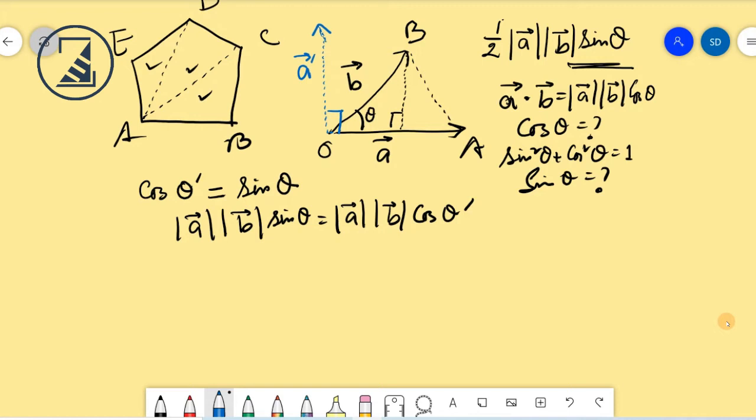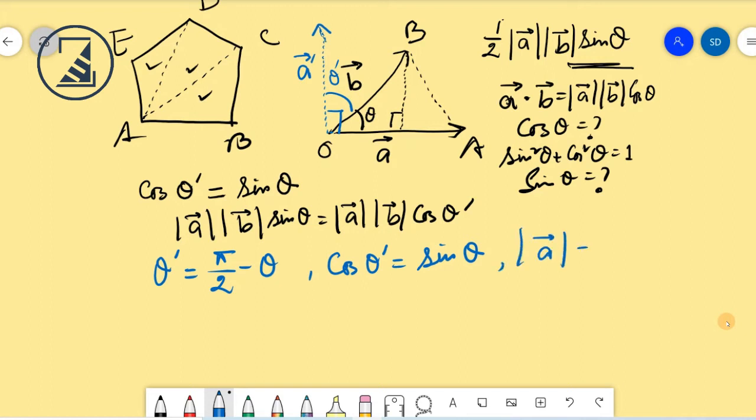Then if this A prime vector is making angle theta prime with B vector, then theta prime is 90 degrees minus theta. So cos of theta prime will be sine theta, and I have not changed the magnitude of A. I have only rotated it by 90 degrees. So magnitude of A is equal to magnitude of A prime.